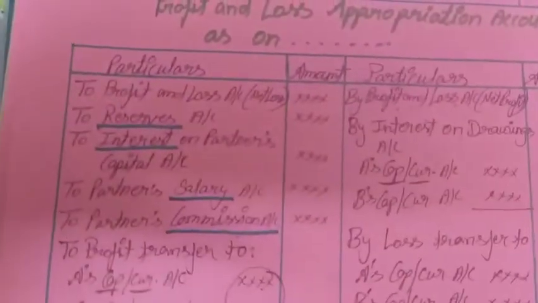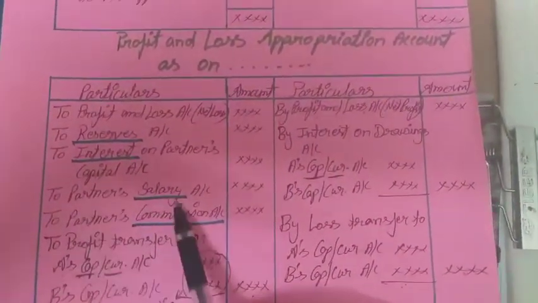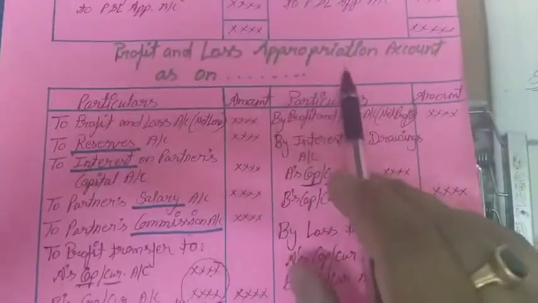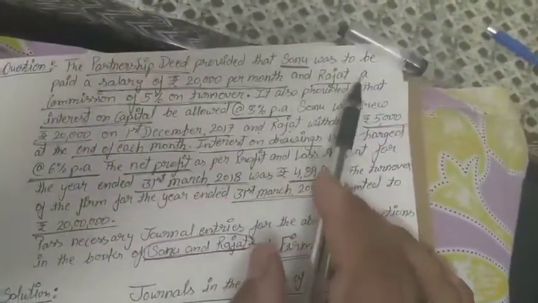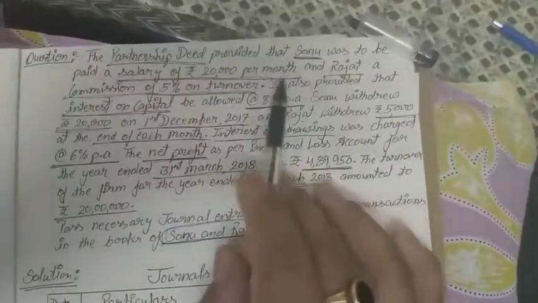According to this you can understand more clearly partner salary. So according to this, what journal entry will pass? Profit and loss appropriations account debit to partner salary. So this is that journal entry. So Sonu's salary related journal entry we have passed.